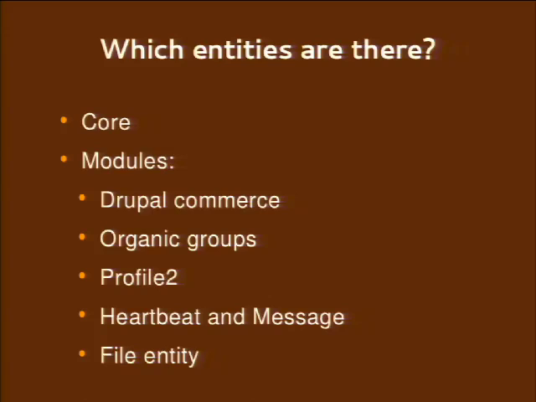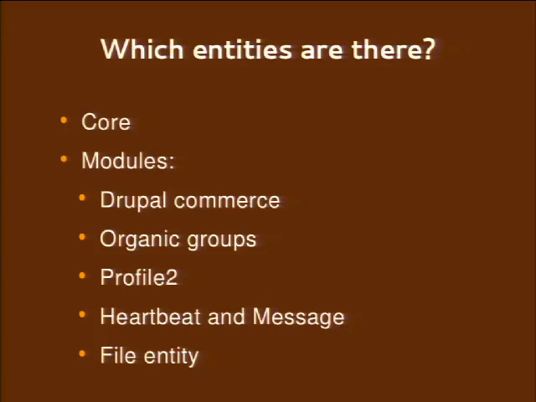Also, Organic groups makes use of entities. For example, it adds a membership entity for storing organic group membership information. Then there's the Profile 2 module I'm also maintainer of, which implements user profiles as separate entities. The Heartbeat and Message modules use entities to store activity stream entries or general messages as separate entities. And lastly, the File entity module doesn't really introduce a new entity type, but it changes the existing entity type in core, the file entity, and makes it fieldable. So as we see, there are different modules that add further entity types to the system.